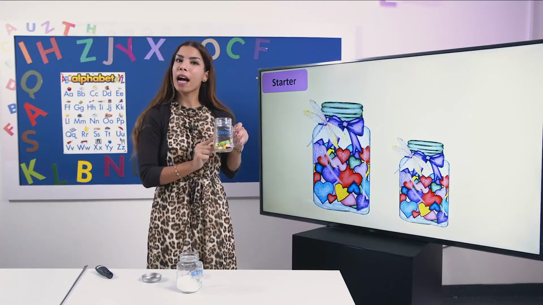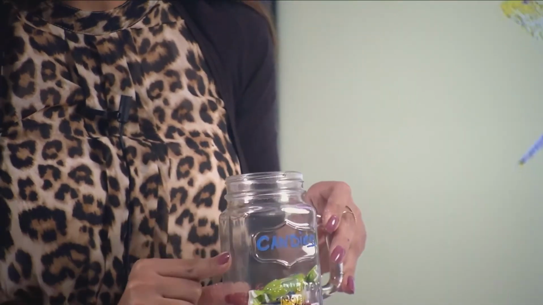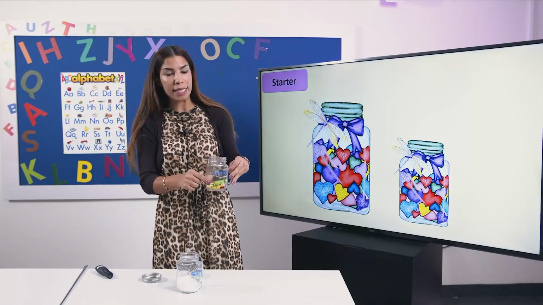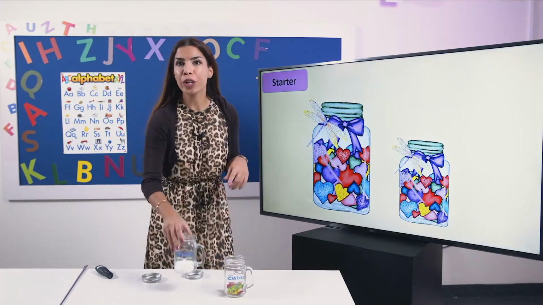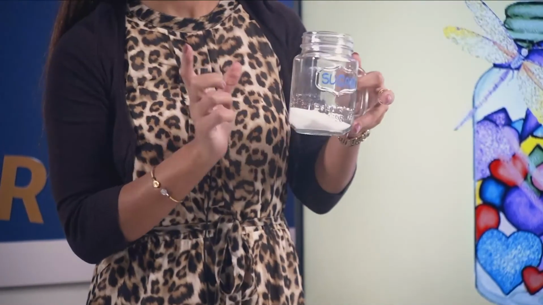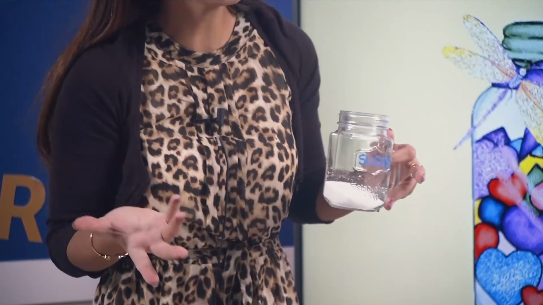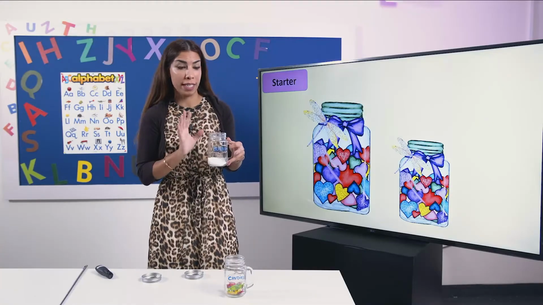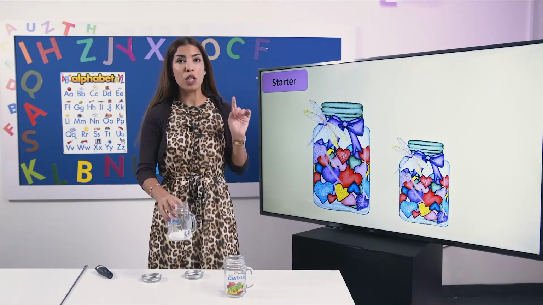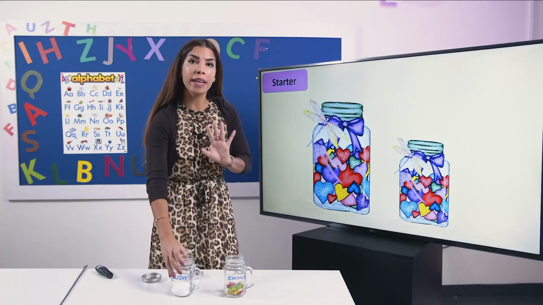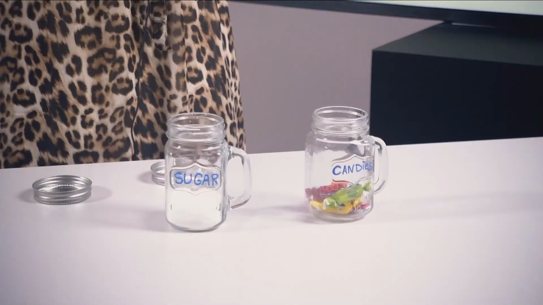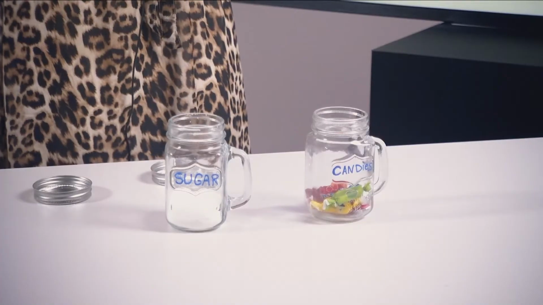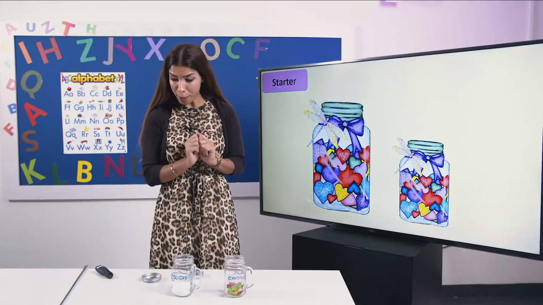Candies are countable. Countable means that we can count them. We can say 1 candy, 2 candies, 3 candies. But sugar is uncountable. Uncountable means that we cannot count. We cannot say 1 sugar, 2 sugar, 3 sugar. It's wrong. Okay, dear students? So, again, a countable noun is a noun that we can count. 1, 2, 3. And uncountable, we cannot count. Okay?